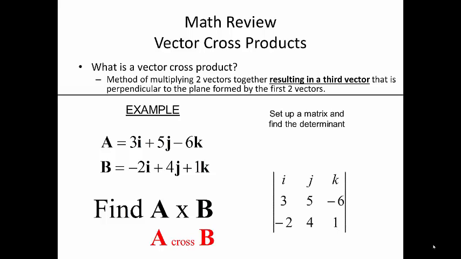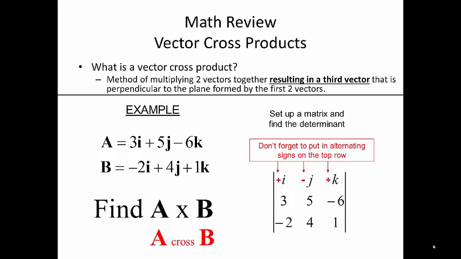Here's what my matrix will look like. The first row will be i, j, k. The second row will be the components of vector A, 3, 5, and minus 6. And the third row will be the components of vector B, minus 2, 4, and 1. Don't forget to put the alternating signs on the top row. It's positive for i, negative for j, and positive for k.